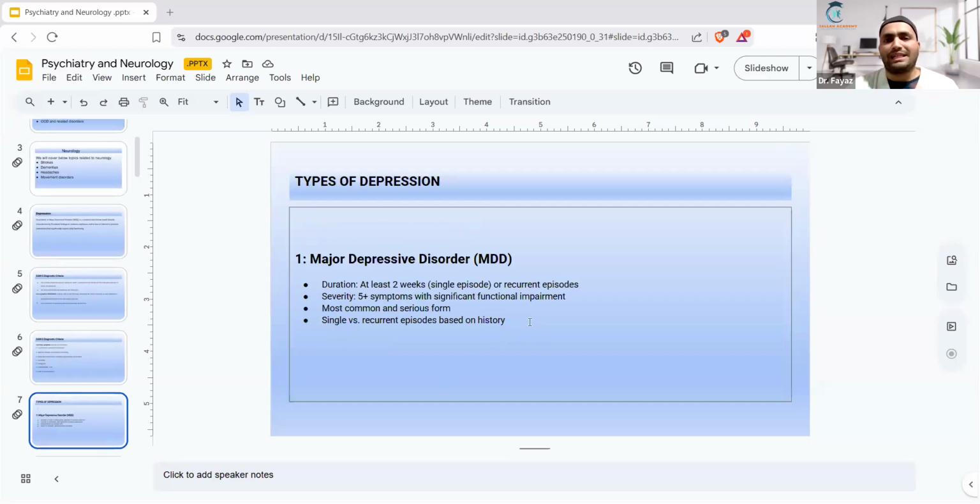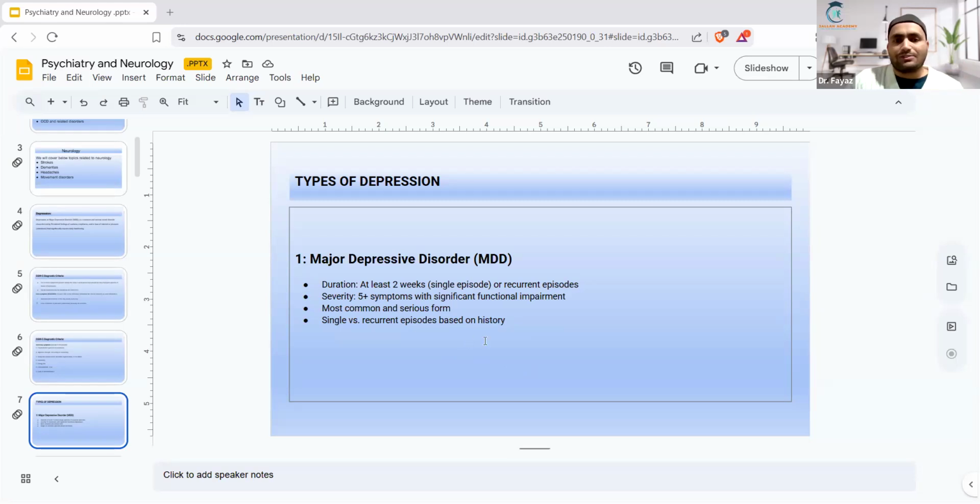Now, there are some types of depression. First one is obviously major depressive disorder. For this, we have to have at least 2 weeks of a single episode, or the episodes must be recurrent. Even if they're not lasting for 2 weeks, but they're recurrent, then we can call it major depressive disorder. 5 or more symptoms must be present, and one of them should be either low mood or loss of interest, with functional impairment. It can be mild, moderate, severe, or marked functional impairment. Major depressive disorder is the most common type of depression that you would see in your clinical practice, and it's very likely to show up on your exam.